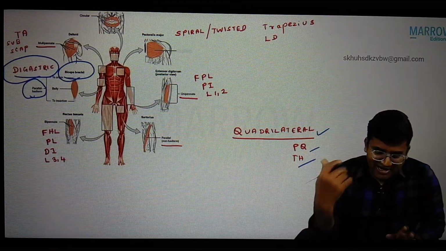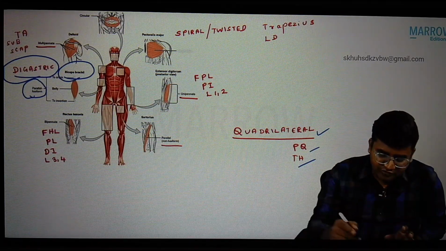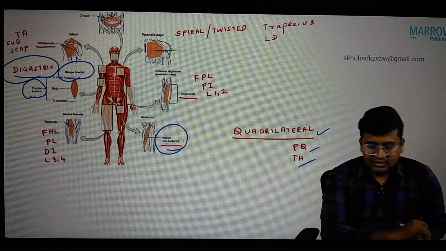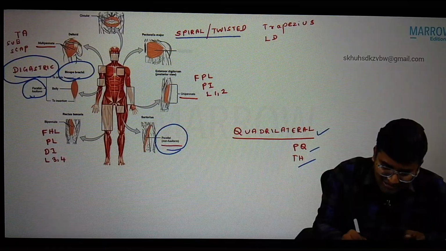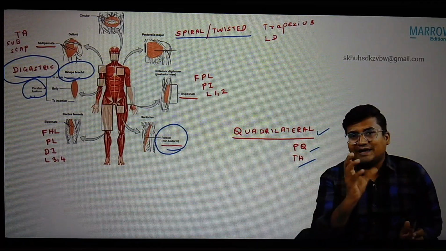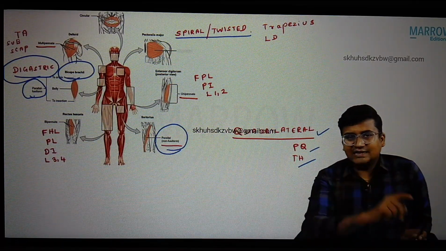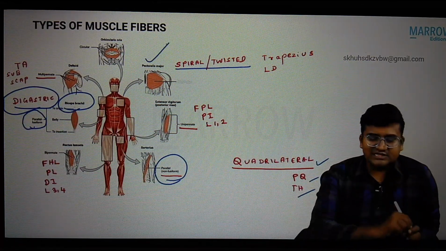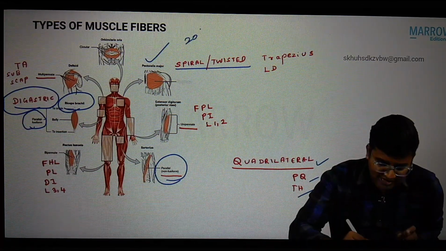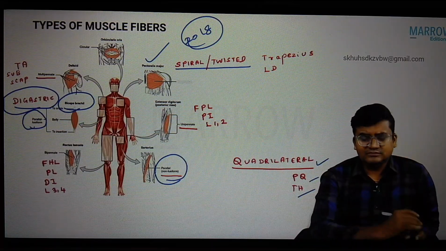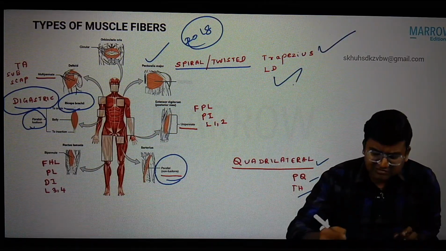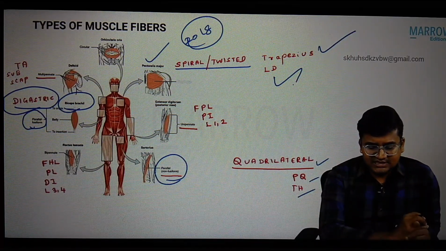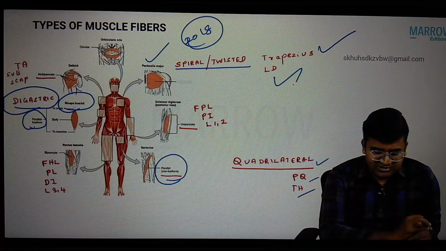Now again, parallel fibers which are not fusiform: sartorius. Next, the spiral or twisted fibers. The fibers will twist and then attach to the bones. What are those? Pectoralis major, spiral or twisted. 2018 NEET question: trapezius muscle, latissimus dorsi muscle. Yes, these are spiral or twisted fibers.